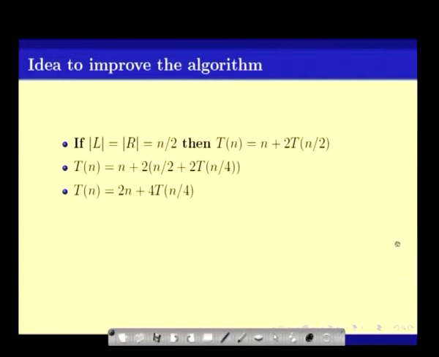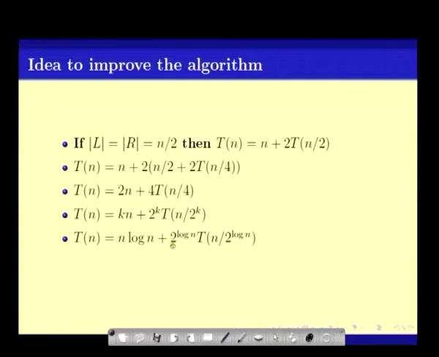And if you keep on going like this, we get T of n equals k n plus 2 to the power k times T of n by 2 to the power k. And once we have this kind of situation, if we put k equal to log n, then we have T of n equals n times log n plus 2 to the power log n times T of n by 2 to the power log n. Note that 2 to the power log n is n.